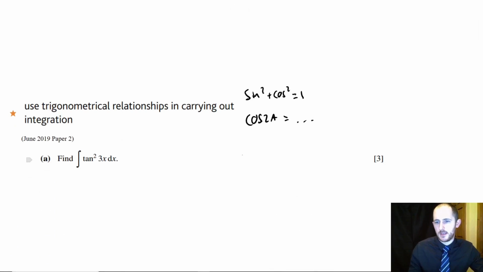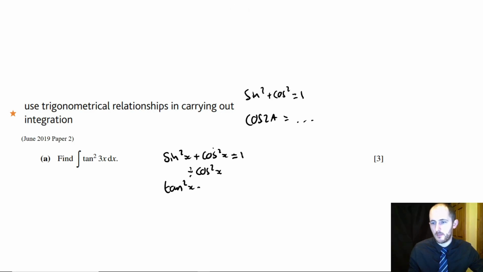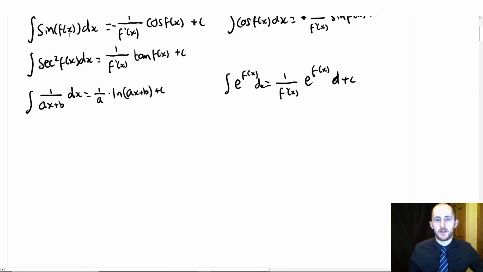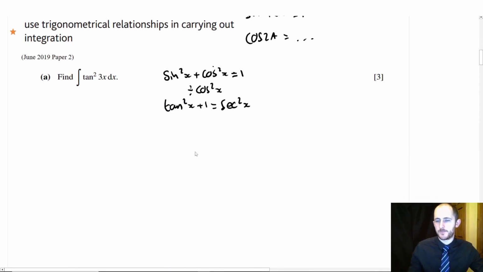Well, if we have sine squared x plus cos squared x equals 1, and I divide the whole thing by cos squared, I then get tan squared x plus 1 equals 1 over cos squared x, which is sec squared x, which, if you notice, is something we know how to integrate. So then tan squared x equals sec squared x minus 1.